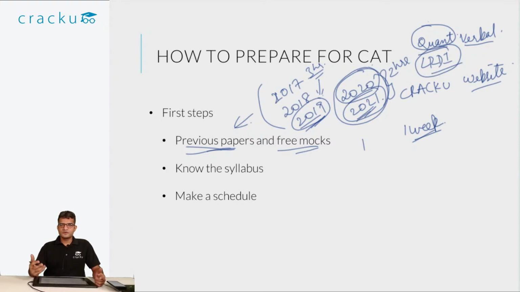And once you take a mock, you will get an immediate assessment that, okay, I'm faring well in this particular section, I'm not faring well in this particular section, so I need to start my preparation in a certain way. Also, if you don't do well, that is actually a good thing, because suddenly you will feel the pressure to actually start preparing seriously. That also is going to help you quite a lot.